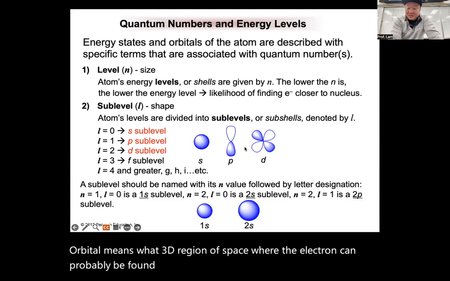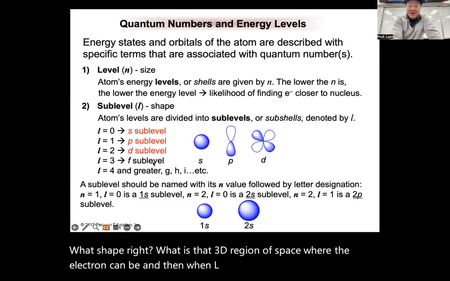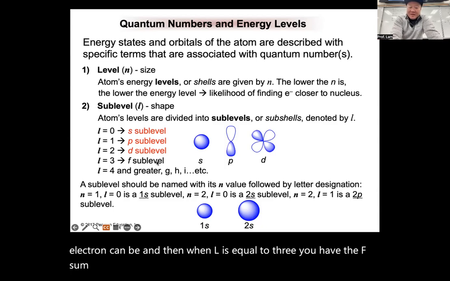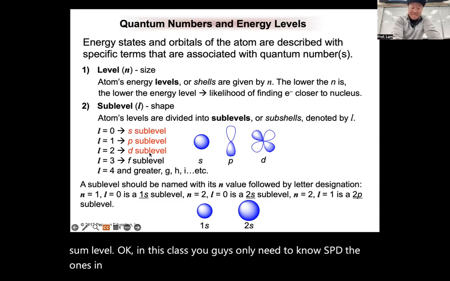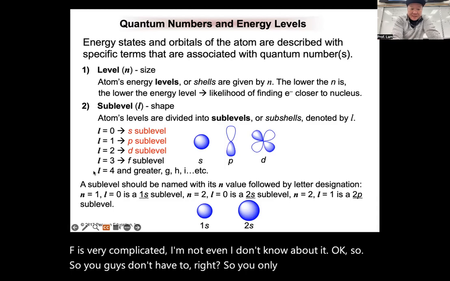So L is just denoting what shape, right? What is that 3D region of space where the electron can be? And then when L is equal to 3, you have the F sublevel, okay? In this class, you only need to know S, P, D, the ones in red. F is very complicated, so you don't have to know it. You only have to know S, P, D.